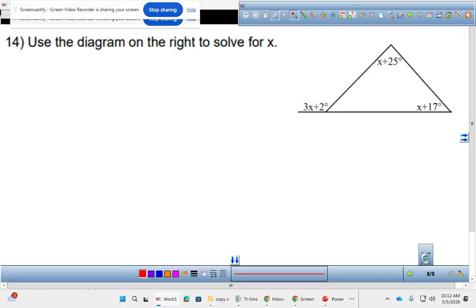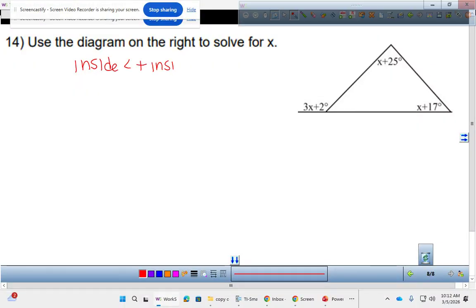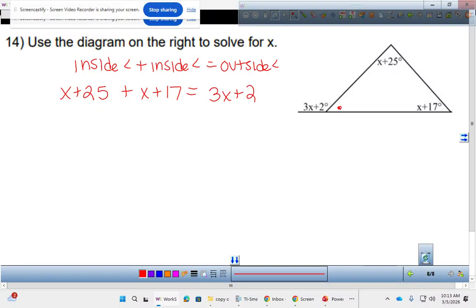This deals with the same relationship. My inside angle plus my inside angle is equal to my outside angle, as long as I'm not dealing with the one directly next to it, which I'm not. So x plus 25 plus x plus 17 is equal to the outside angle, which is 3x plus 2. If I combine my like terms, x plus x is 2x, and 25 plus 17 is 42.